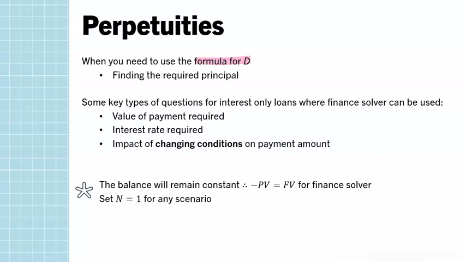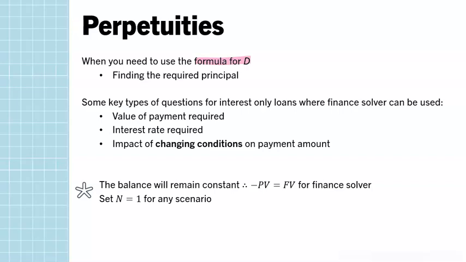But for other things where you need to find the value of the payment, what the interest rate was, or the impacts of changing the compounding periods or different little pieces like that, you can opt for either using the formula for D or using finance solver.